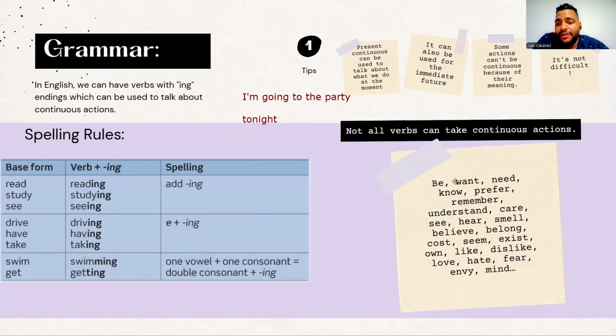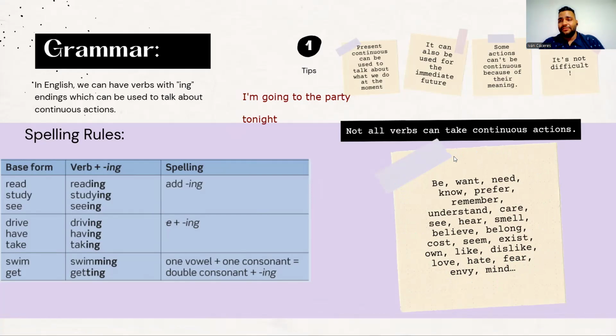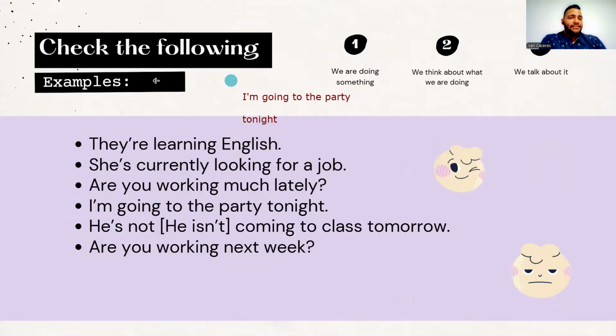Prefer, remember, understand, care, see, hear, smell, believe, belong, cost, seem, exist, own, like, dislike, love, envy, hate, fear, mind. All of these verbs cannot be used in continuous tenses. Okay? Good. Let's go to the next one.